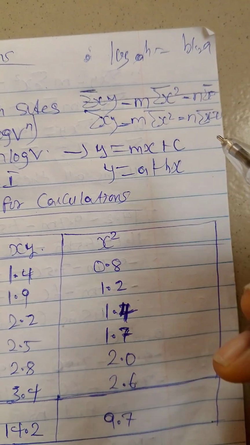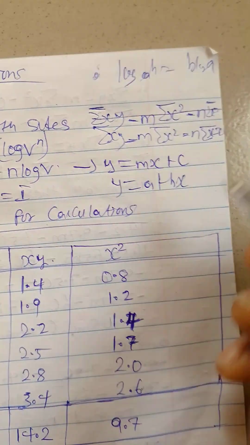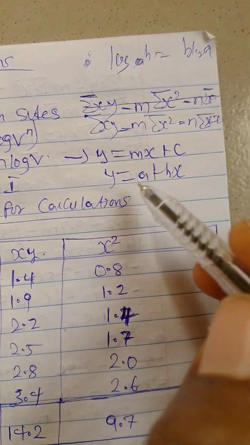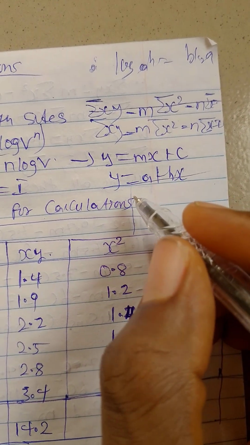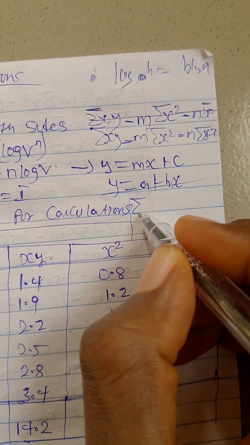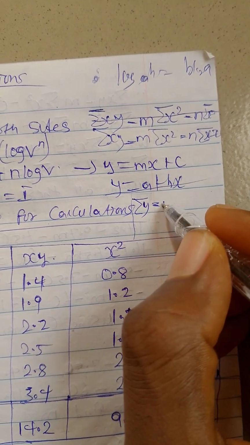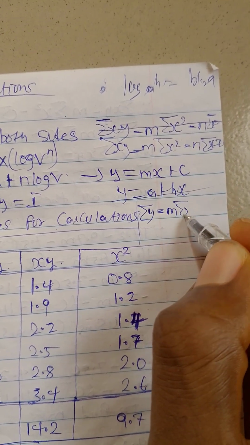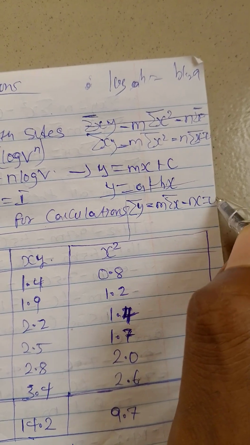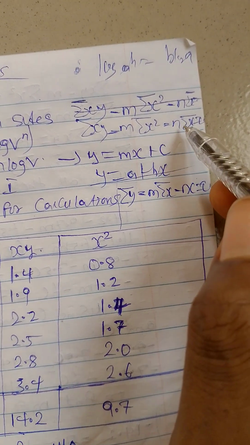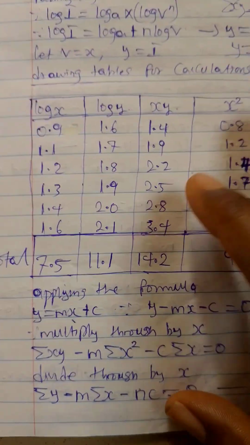Also, after that, please let me write it here. Also I have sigma y minus m sigma x minus nc is equal to 0, where this is equation 1 and this is equation 2. Okay, so therefore let's start.